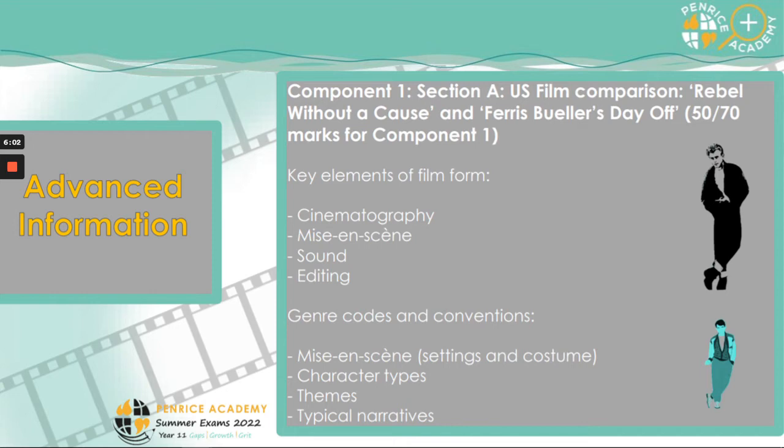This can include things like typical settings that appear in both films, like the typical family suburban home, or an American high school, etc. Or how certain themes are addressed in these films, like peer pressure or relationships with parents, amongst many other things. It's worth noting at this point, as stated near the top of the screen at the moment, that this section of the exam is worth 50 marks out of the 70 marks available across all of Component 1. It's the biggest section across both exams, and students are expected to spend an hour responding to the questions on these 2 films.